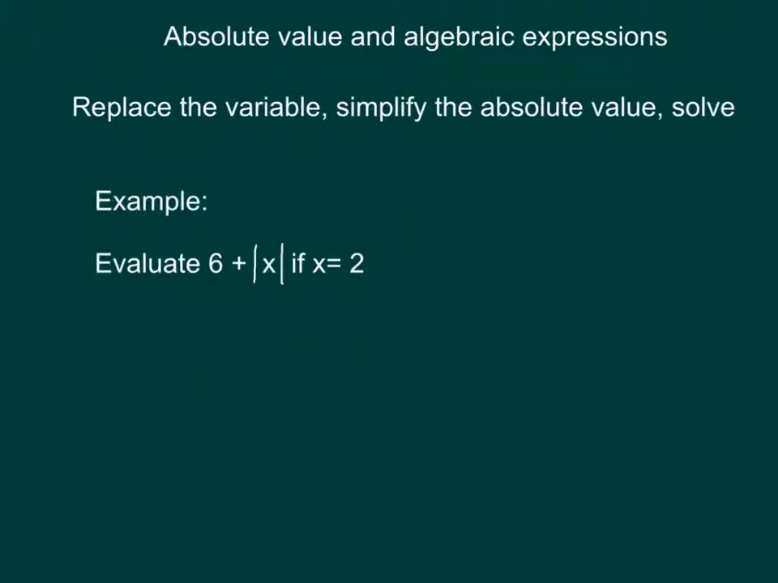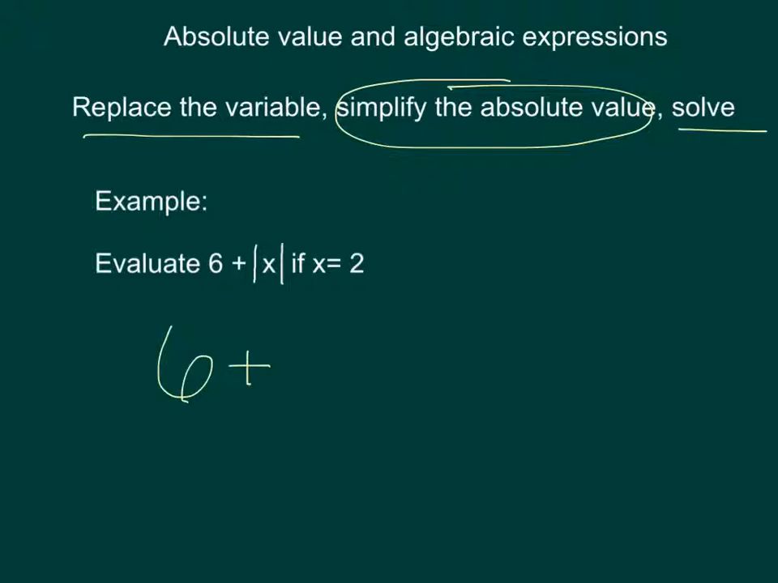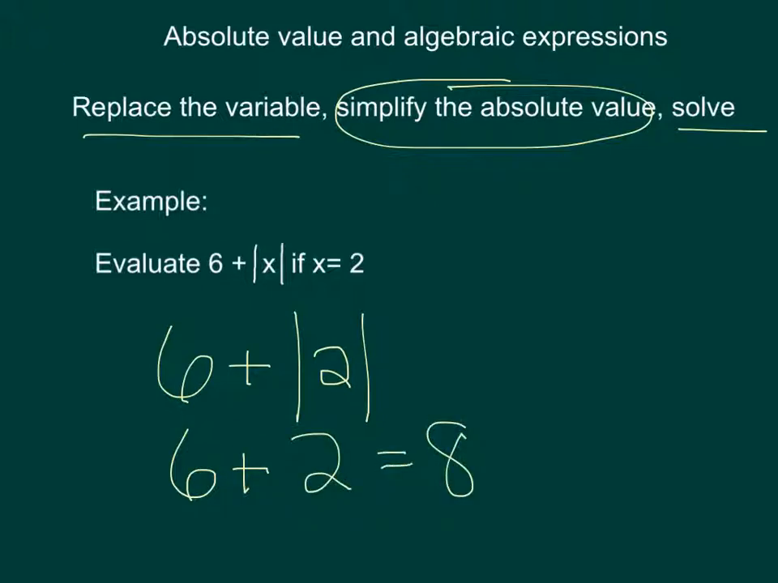We're also able to do absolute value and algebraic expressions in one. You first want to replace the variable, and then you want to simplify the absolute value, and then you want to solve. So for the example below, it says evaluate 6 plus the absolute value of 2. So the absolute value of 2 is 2. So this one is just 6 plus 2 is 8.